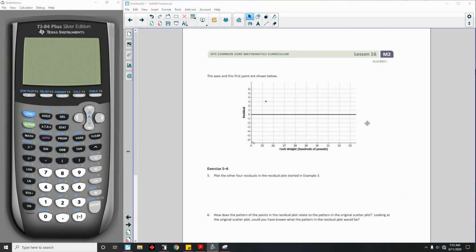Okay, page 4 brings us to the graph that they gave us, and they plotted the first point for us as well, and that was the point 25.33 comma 3.1. So here's 25.33 up 3.1. So notice you have to have positives and negatives, and the points below would tell us that the residual or the actual value was below the predicted, and the points above would be above. So let's look at that. 25.33 comma 3.1.